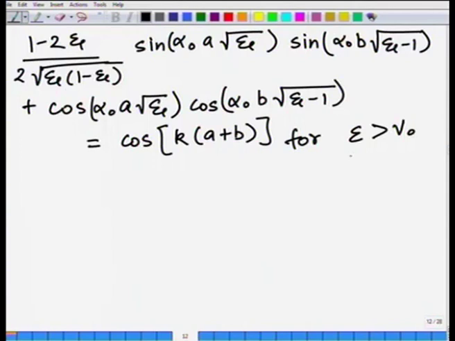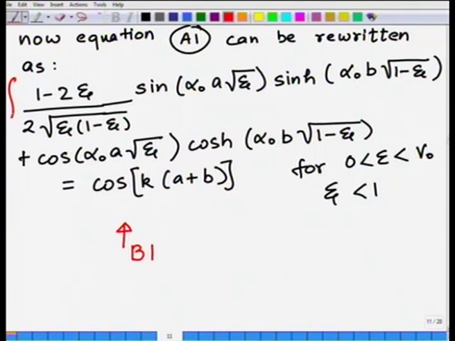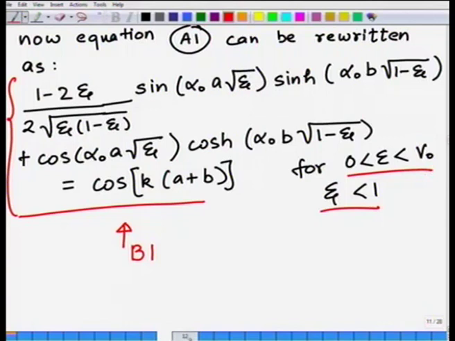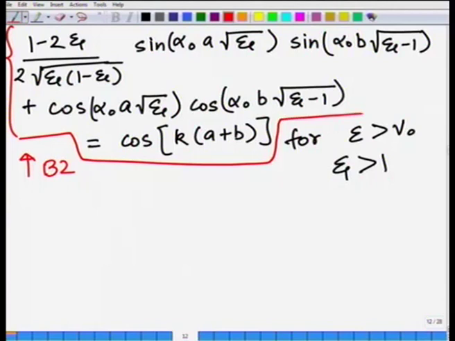That is the condition. So, let us call this equation, if you wish, B1, and let us call this equation B2. So, B1 and B2 are the equations we are referring to, and B1 is the condition for a solution to exist when zeta is less than 1, that means when energy is less than V0. B2 is the condition for a solution to exist when energy is greater than V0, and that means zeta is greater than 1. So, now we are going to explore what this solution means.